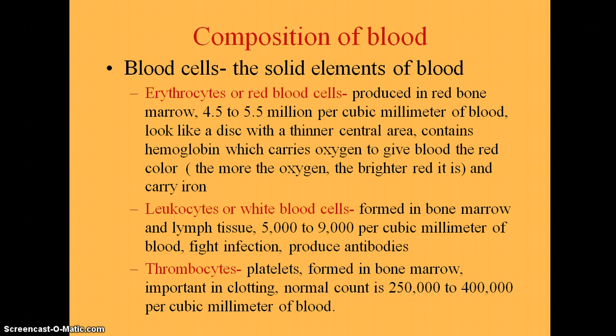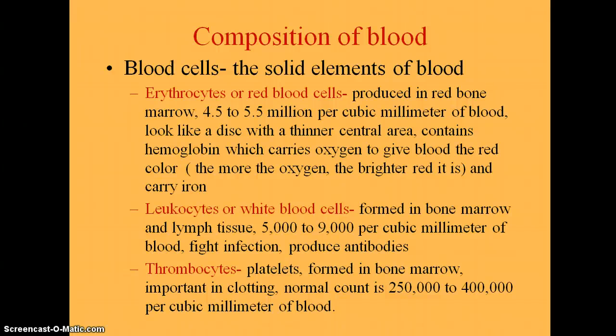There's also solid elements of the blood. There are 3 main kinds of blood cells, or we also call them corpuscles. There are erythrocytes, leukocytes, and thrombocytes. Erythrocytes are red blood cells. They are produced in the red bone marrow, so this is also connected to the skeletal system, because the skeletal system in the long bones has the red bone marrow.